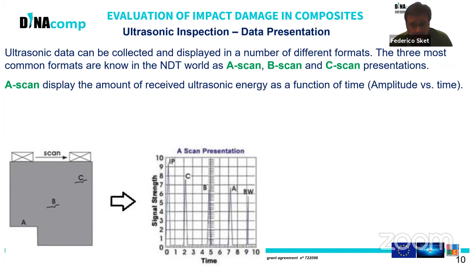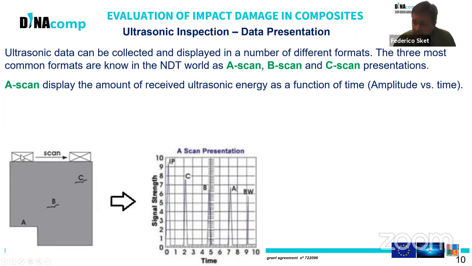Ultrasonic data can be collected and displayed in a number of different formats. The three most common formats are known in NDT as A-scan, B-scan, and C-scan presentations. A-scan displays the amount of received ultrasonic energy as a function of time, and this is the signal that you get: amplitude versus time.